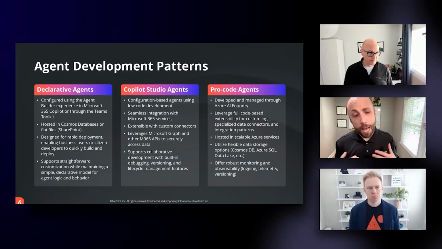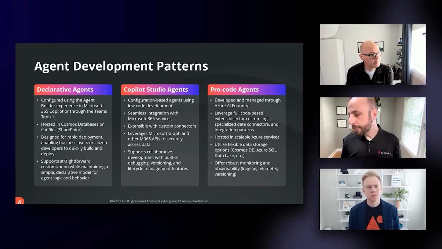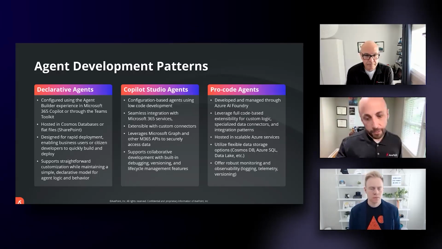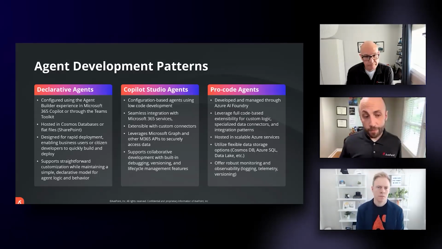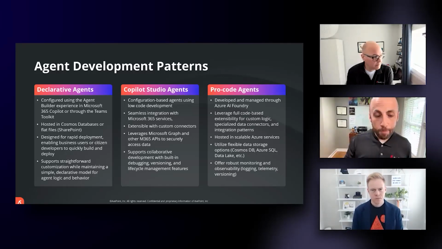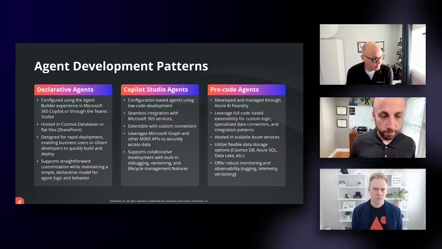From a development patterns perspective, there's declarative agents. You can think about that as you're describing what it's going to do, and configuring the knowledge sources to it. And these agents live in a Cosmos database or flat files in SharePoint. These are designed for really rapid development so that you are able to solve a business problem quickly.